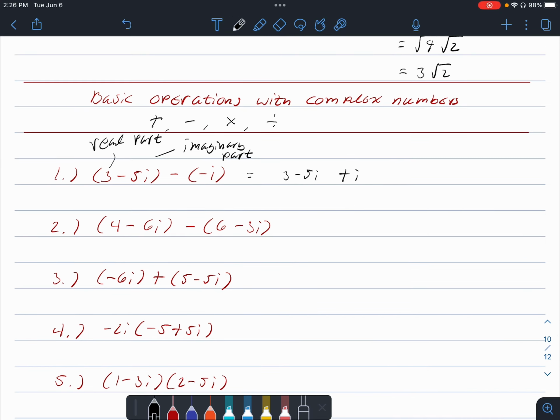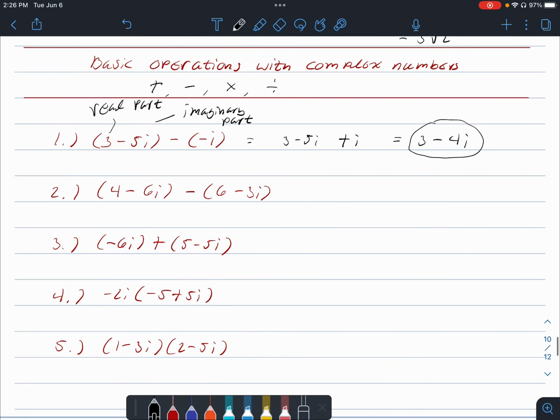So we're going to group these two together. We have negative 5i plus i. That's going to be negative 4i. So we can rewrite 3 minus 5i plus i as 3 minus 4i. And that would be our final answer here.